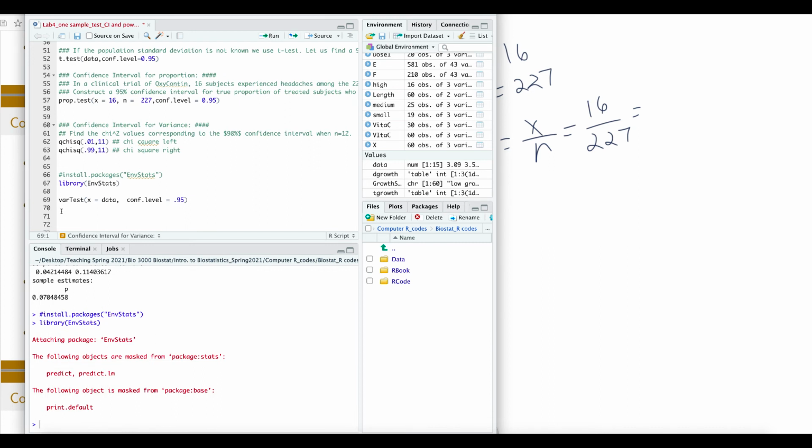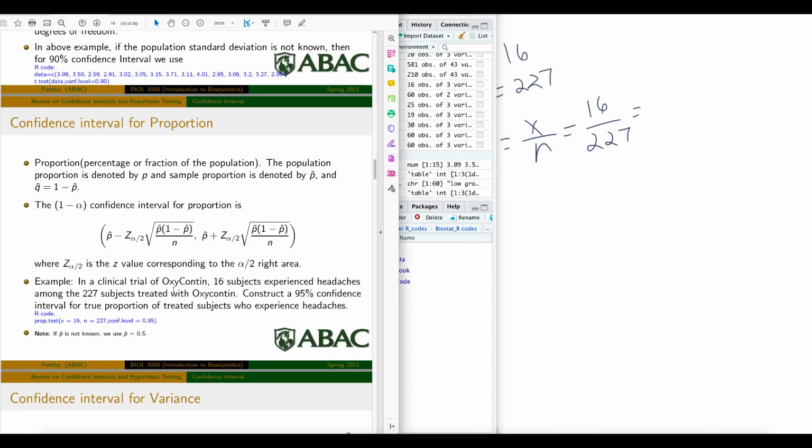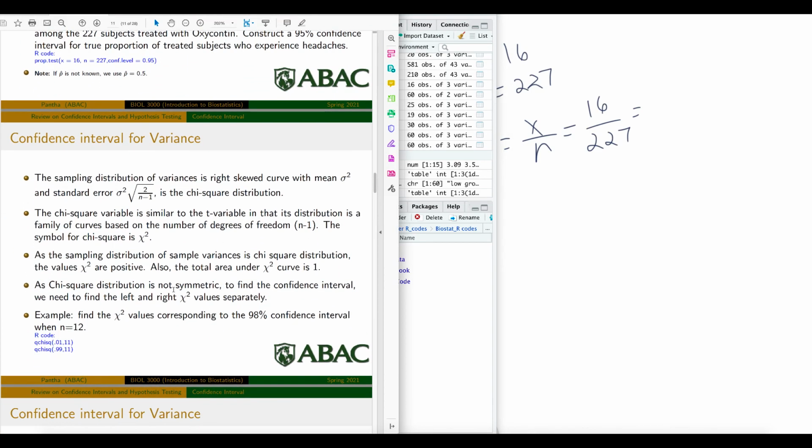Now, to find the confidence interval for the variance, look at this. By the way, I have noted something here. The sampling distribution of the variance is a right-skewed curve with mean sigma square, and it follows the chi-square distribution. The chi-square variable is similar to the t variable in that its distribution is a family of curves based on the number of degrees of freedom. The symbol for chi-square is chi-square. As the sampling distribution of the sample variance is chi-square, the values of chi-square are all positive. Also, the total area under chi-square is 1.